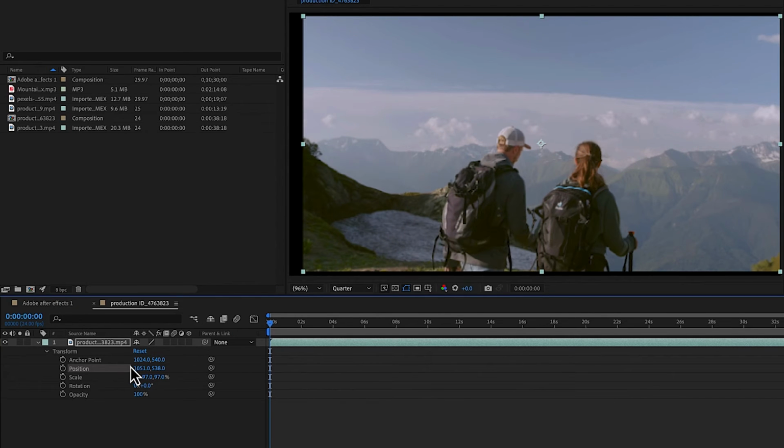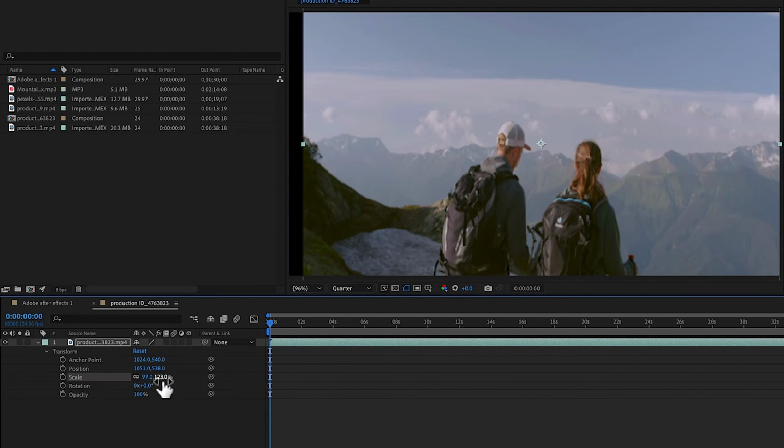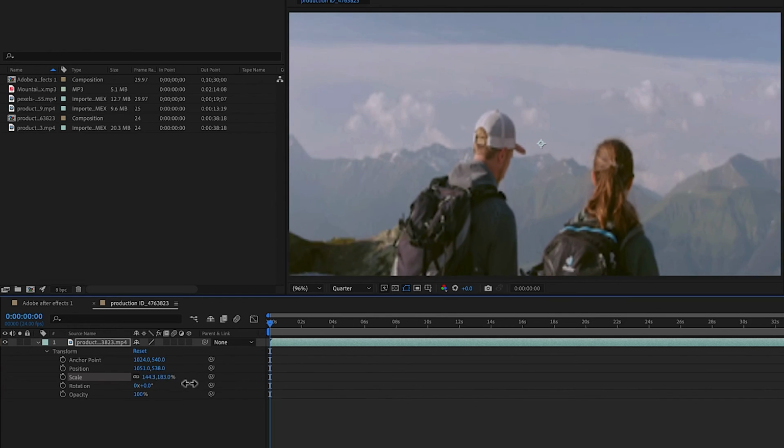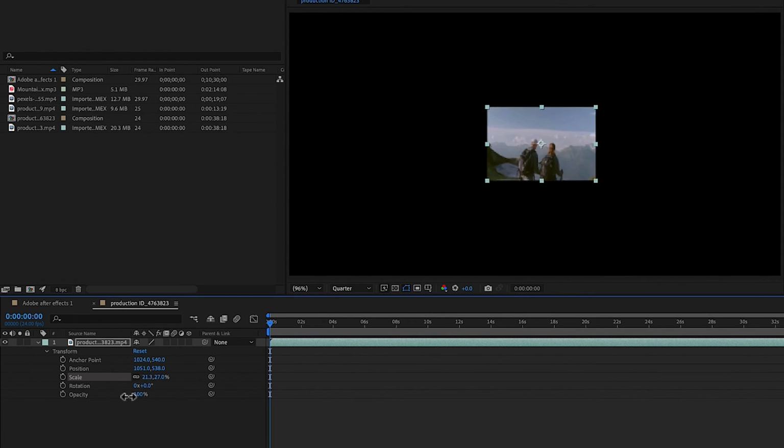Last but not the least is the anchor point. Anchor point is usually the position or the center of the clip, the center of the clip from which all the other actions are being taken. So you can see it over here. This is the center of the clip. So at any given point, if you look at the opacity or look at the scaling of this clip, let's try to link it, and you can see it is growing out from that anchor point, which is the center point of the clip.